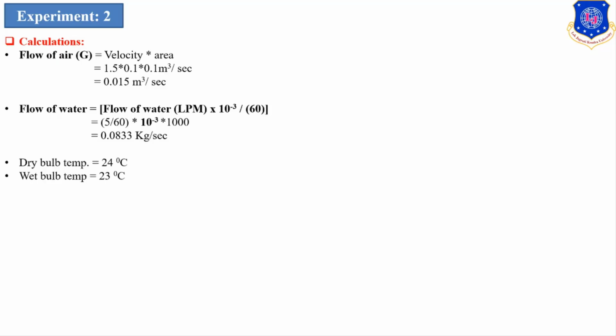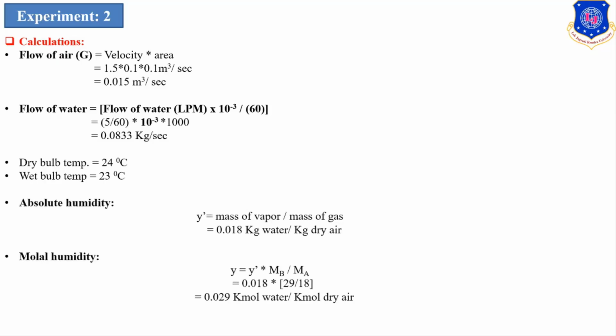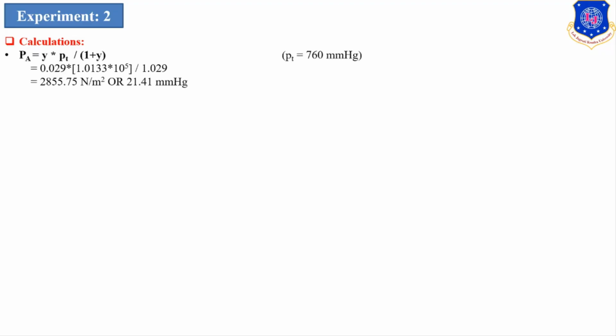Then the dry bulb and wet bulb temperatures, and then absolute humidity Y dash, which will be mass of vapor per mass of gas, and it will be 0.018 kg water per kg dry air, and molar absolute humidity will be Y dash into MB upon MA, and so it will be 0.029 kilomole water per kilomole of dry air. Then after the PA, which will be calculated from the absolute humidity, and so it will be 0.029 multiplied by PT, which is 760 mmHg, so it will be 101325.